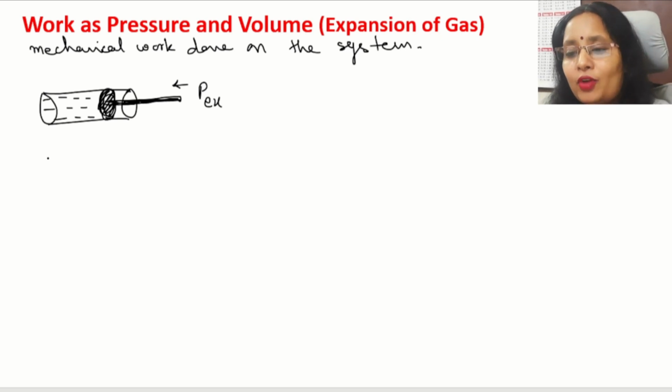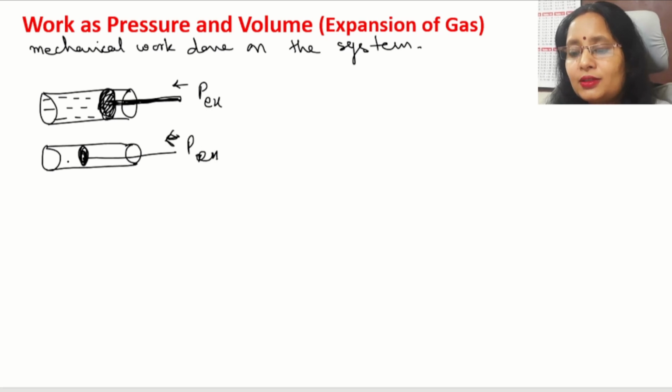Now, what will happen when the piston moves? The piston will move till here. This is P external, this is the V initial and this is the V final. Can you see? The piston has moved. So what is the distance it moved? It is L. The piston moved L distance.